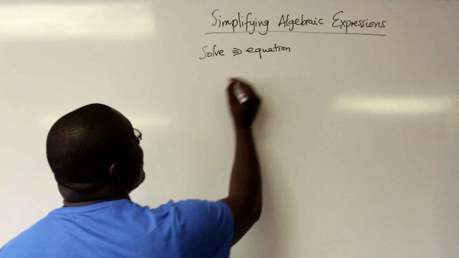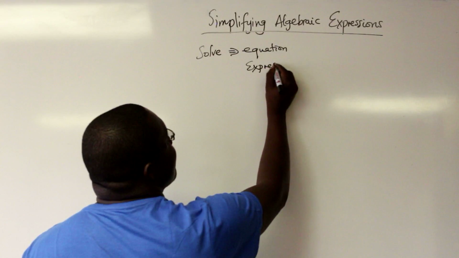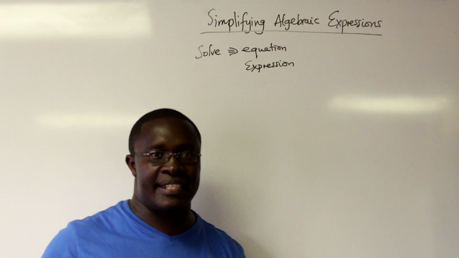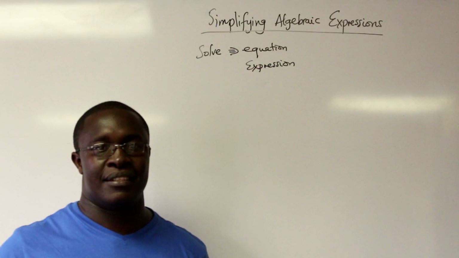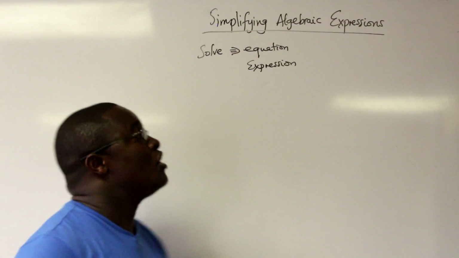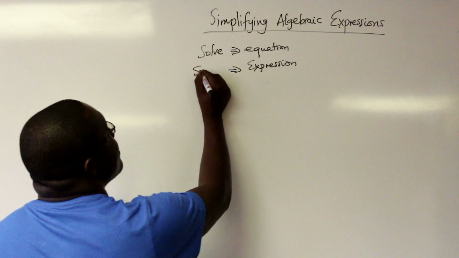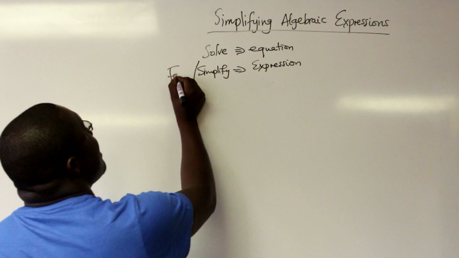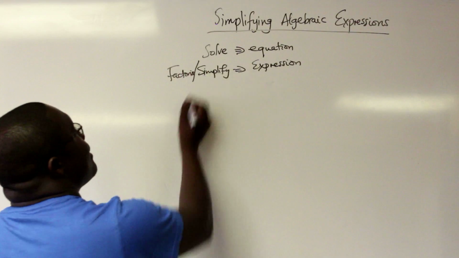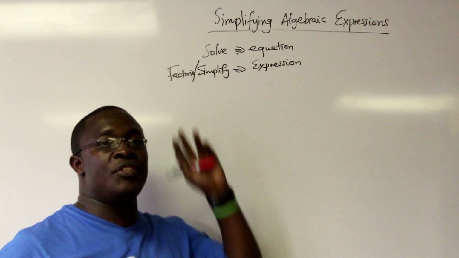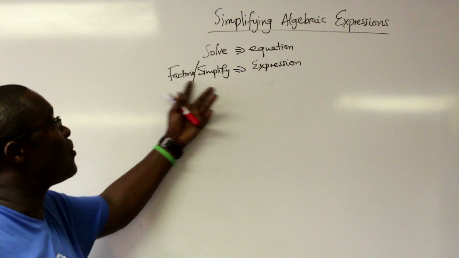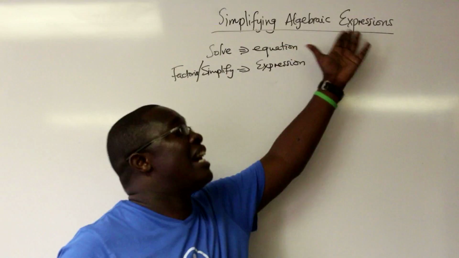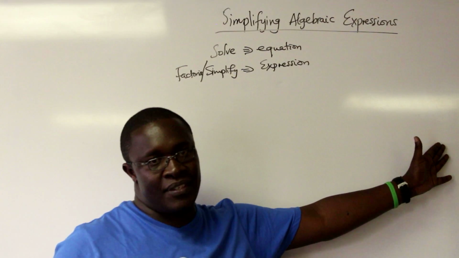But if you've got an expression, right? An expression won't have an equal sign where you've got a left-hand side and a right-hand side. It's just a statement that doesn't have an equality. So for an expression, you either simplify or you factorize. These are the main usual instructions when it comes to expressions. Today we're focusing on simplifying algebraic expressions.